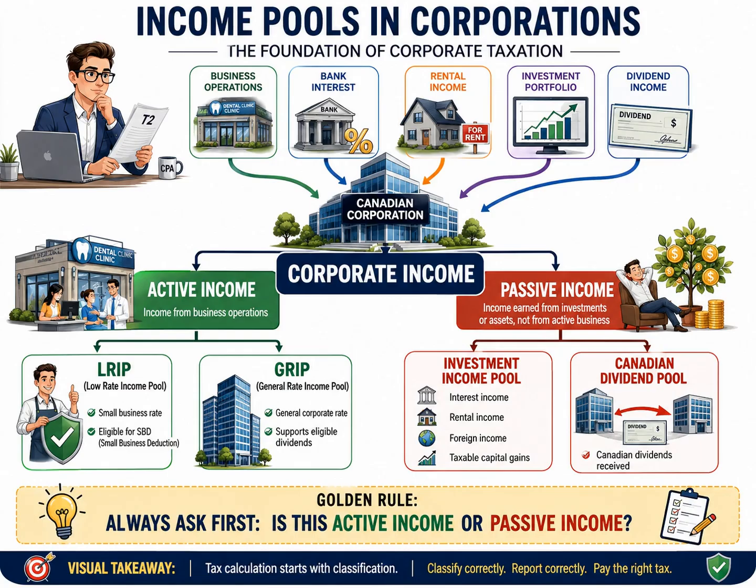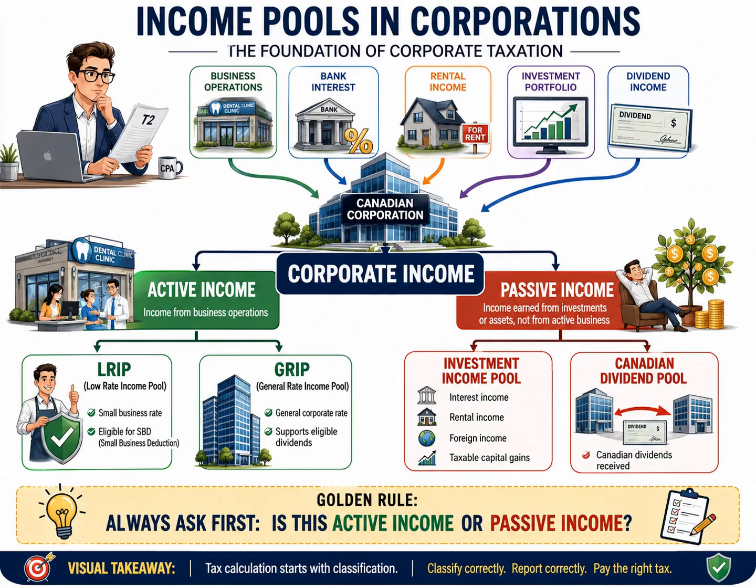The first is LRIP, or the low-rate income pool. Income in this pool is generally eligible for the small business deduction and benefits from lower corporate tax rates. The second is GRIP, or the general rate income pool. This represents income taxed at the higher general corporate rate and is important when determining a corporation's ability to pay eligible dividends. On the right side, we have passive income.